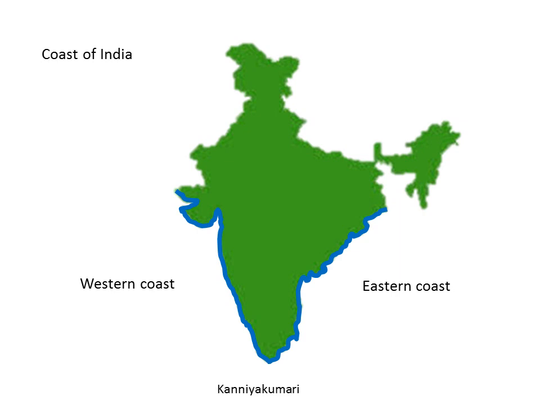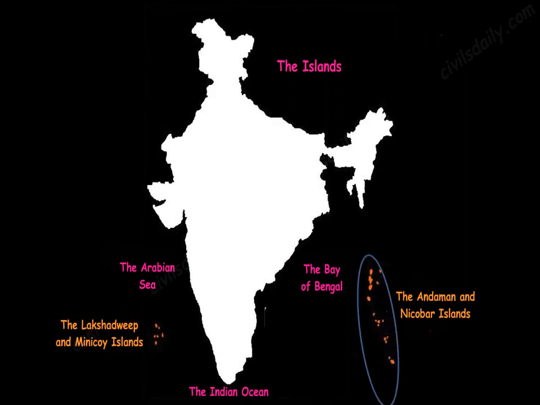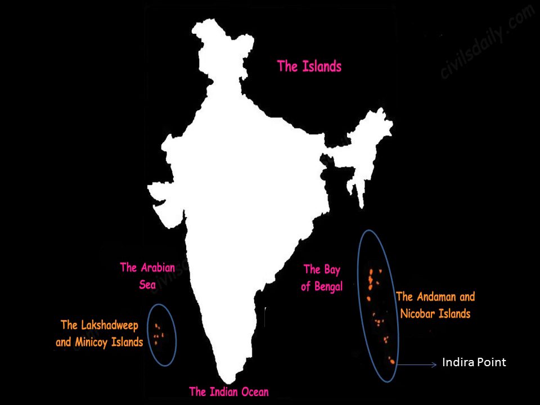Kanyakumari is the southernmost tip of the mainland of India. However, the southernmost tip of the country is Indira Point. It is in the Andaman and Nicobar Islands. Next, we have the islands. There are many small islands along the 2 coastal plains. Away from these plains, there are 2 big groups of islands. These are the Andaman and Nicobar Islands and the Lakshadweep Islands.